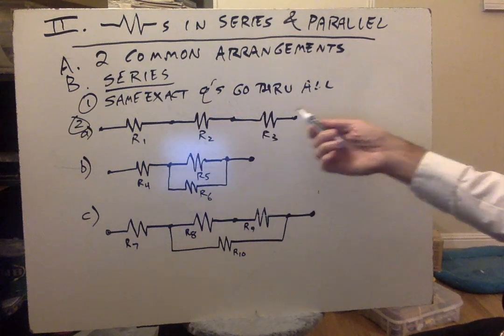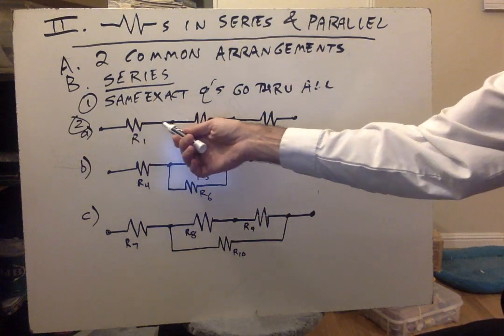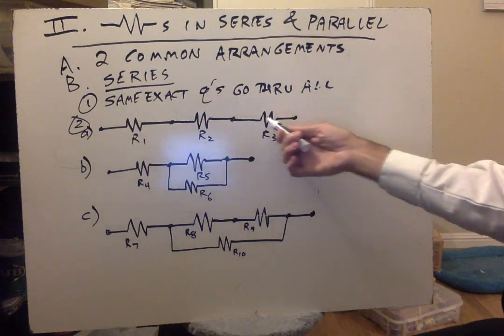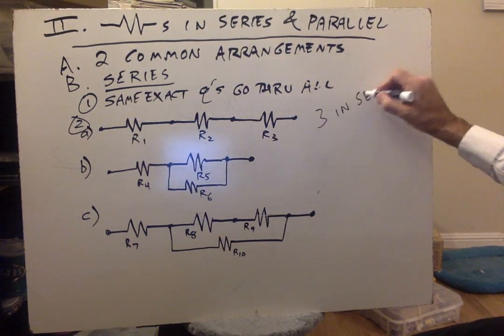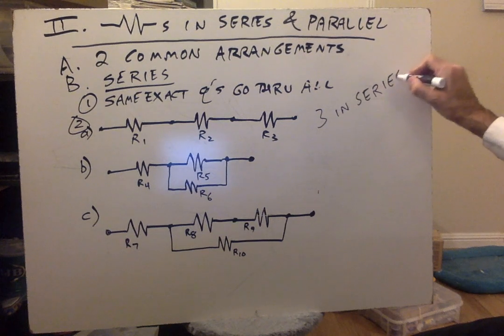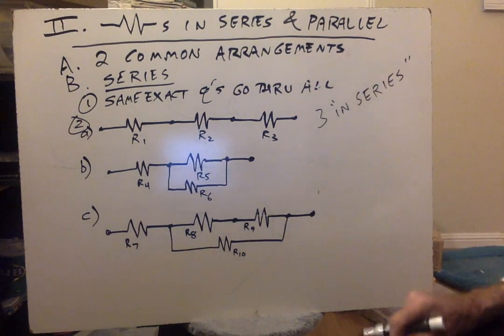These resistors are in a row, and any charges that go through R1 have no escape. They have to go through R2 and R3. So we say all three of these are in series. These three resistors are in series. That's the expression we use.